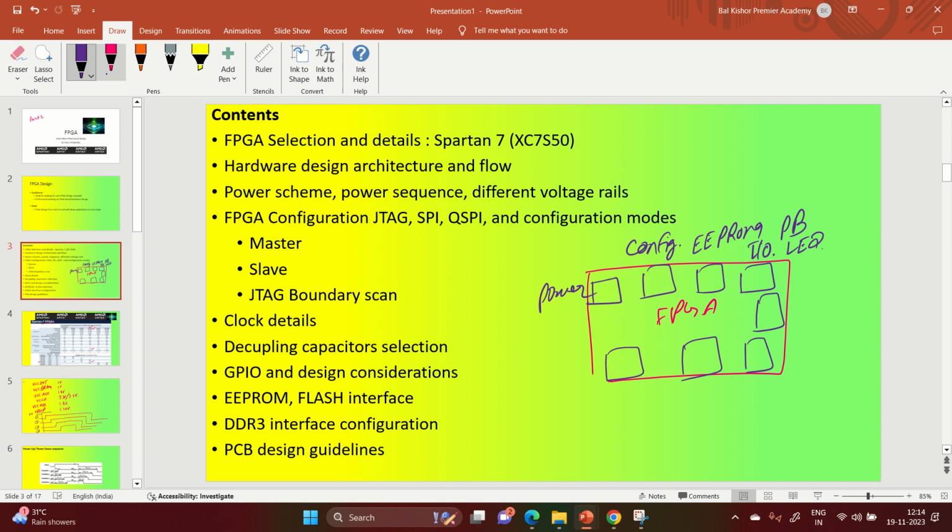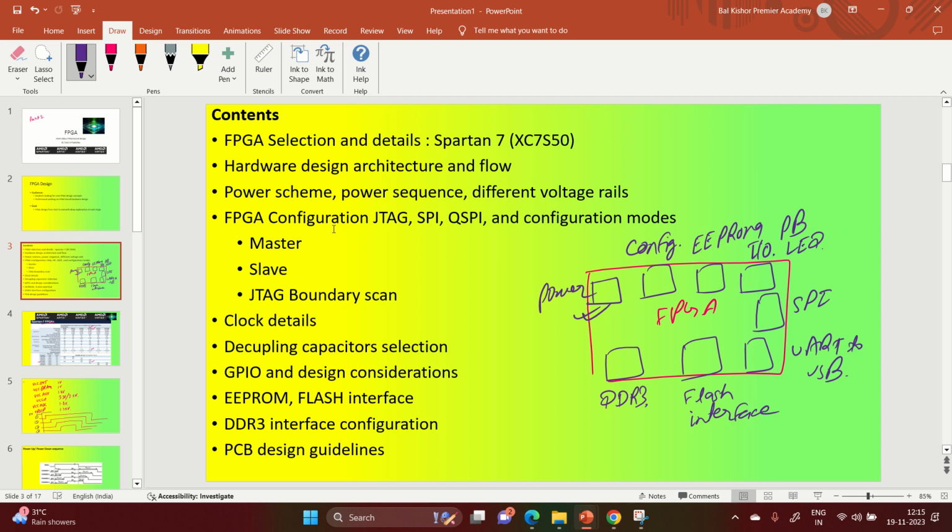Then it can be SPI interface, then it can be your UART, USB bridge. It can be even flash memory interface. And the very good thing that we will be discussing in our complete board design is our DDR3 interfacing. All right. So all these things, then power sequencing up and down, all these things we'll see.